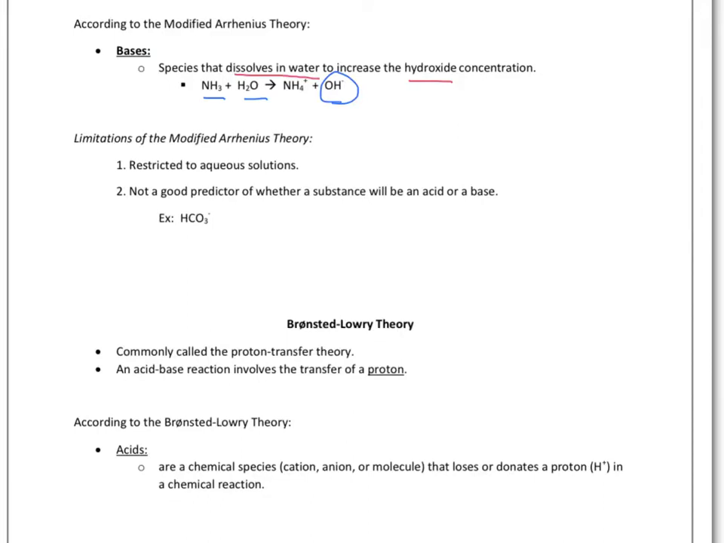However, the modified Arrhenius theory is not without its own limitations. For instance, as you can tell based on the examples above, you are restricted to aqueous solutions, meaning you have to take each compound in question and react it with water and only water. Another limitation is that it does not help predict whether a substance will be an acid or a base if it can act both as an acid and a base. This is a concept that we will discuss in further pages.